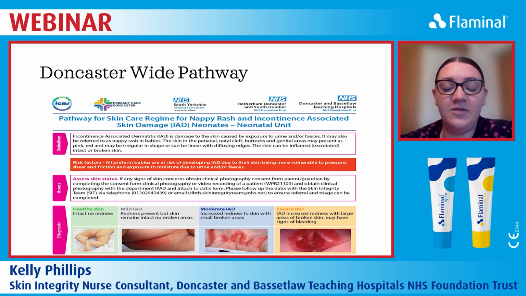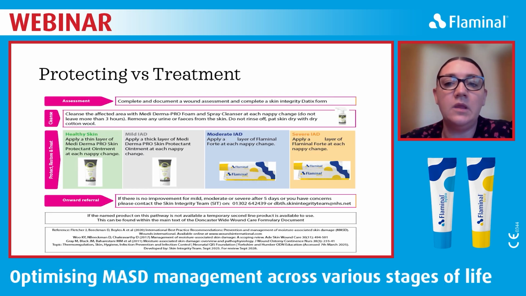So what does a healthy skin look like? Again, we've got that definition and that image there. Mild IAD, moderate and severe. So they can see visually what they're seeing right in front of them with a patient, which part of that pathway they need to go on to follow. And then with this second part of the pathway, this is where we're concentrating on protecting versus treatment. So rather than having 2 separate pathways, one for protecting and one for treatment, we've been able to bring them together.